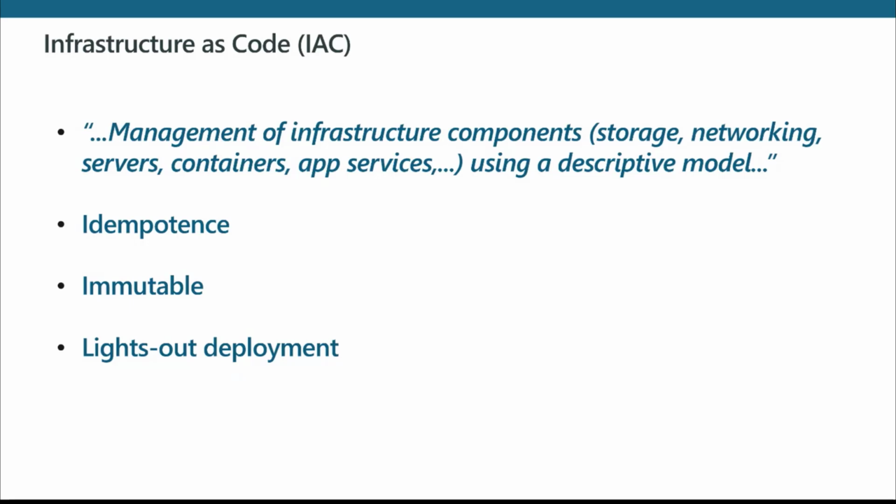Now, the other characteristic about infrastructure as code is that it's idempotent, which means that once you have your skeleton file and you test it out and it runs okay, every single time you redeploy the file in the same environment or in a different environment, it's always going to produce the same result. And then immutable and lights out means that it allows for end-to-end automated deployments.